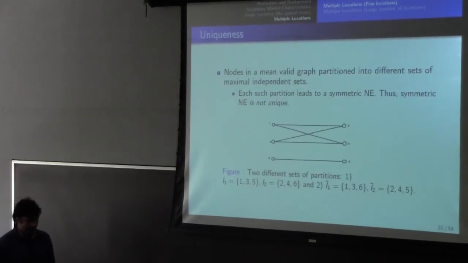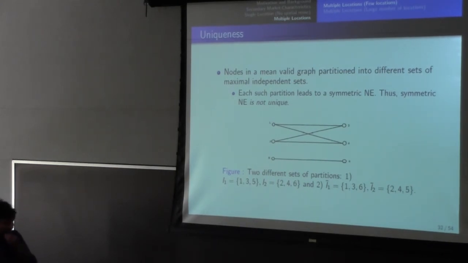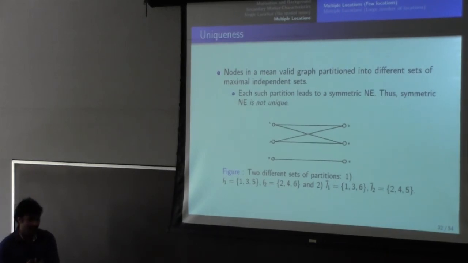Okay, so what about the uniqueness? As we have seen, in the setting where there is only a single location, there is a unique NE. But here the NE may not be unique. The NEs are not unique, as we have seen with asymmetric NEs, but a symmetric NE also may not be unique because the partitions of the mean valid graph may not be unique. So here you have two sets of partitions, right? If we select an NE at each set of partition, it will give rise to two different NEs.